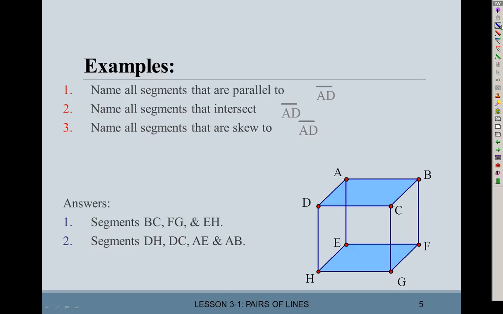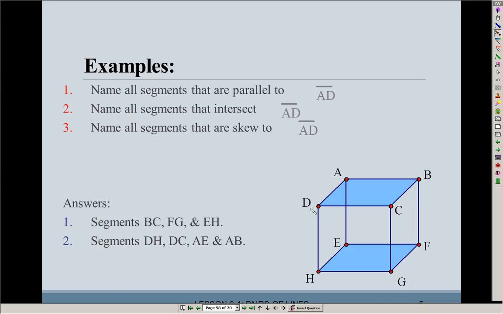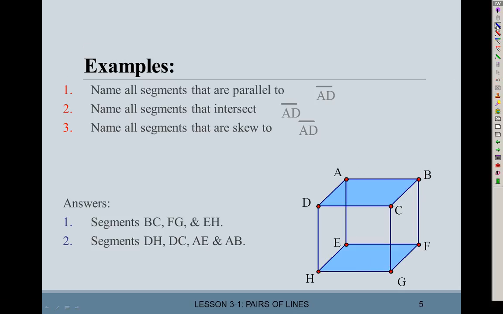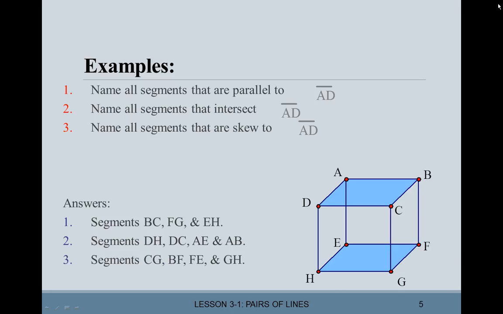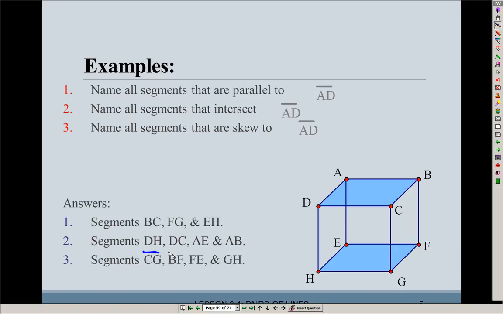What about segments that are skew to segment AD? That means it's not parallel and it doesn't intersect. So really, it's going to be all the ones we haven't mentioned, like segment CG, segment BF, segment FE, and segment GH. None of these are parallel to segment AD, and none of them intersect. So those are the skew segments. When you write the segments, remember to put the bars on top of the letters.